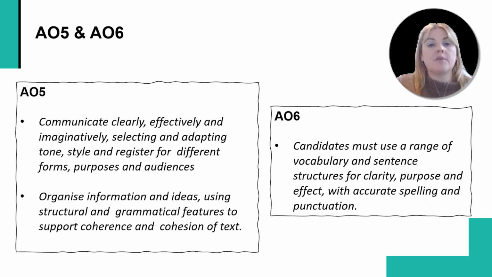We see this in Assessment Objective 5 and 6. AO5 asks us to communicate clearly, effectively, and imaginatively, selecting and adapting tone, style, register for different forms, purposes, and audiences. We're also asked to organise information and ideas using structural and grammatical features to support coherence and cohesion of text. AO6 asks us to use a range of vocabulary and sentence structures for clarity, purpose, and effect, with accurate spelling and punctuation.